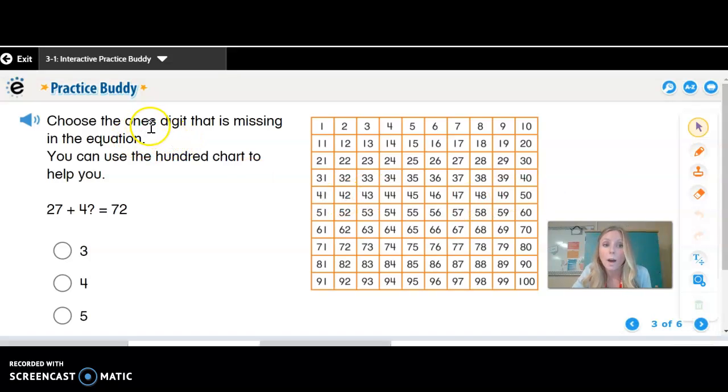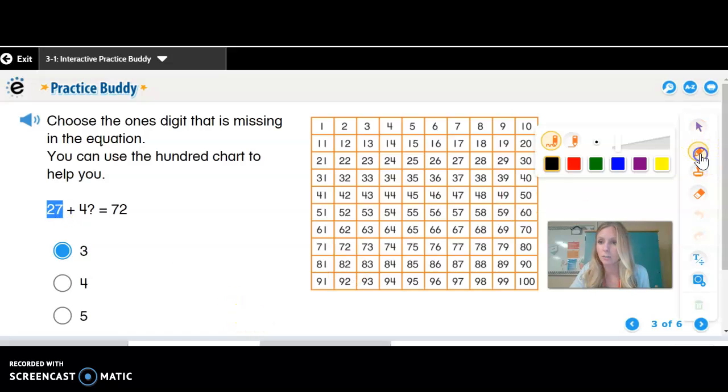Let's go on to the next. Choose the ones digit that is missing in the equation. Okay, so we're going to need to get our brains turned on, ready to work and ready to solve this problem. You can use the hundreds chart to help you. So we have to find this missing ones place digit. Let's see what we can do, okay? So 27 plus 40-something is equal to 72. So since this is the number we do know, let's find 27 over here on our hundreds chart. Pick a color and find 27.